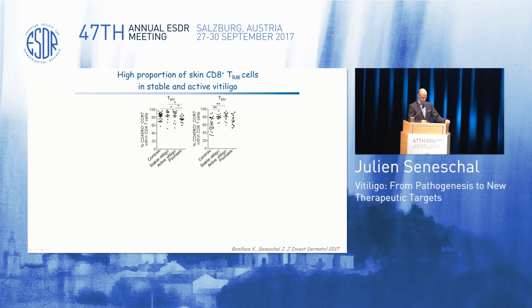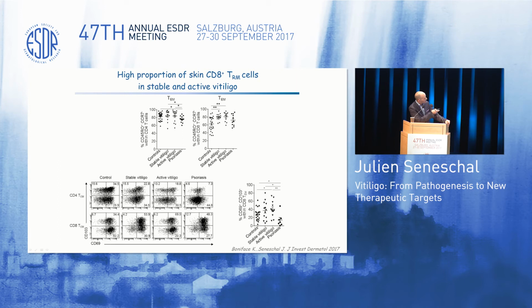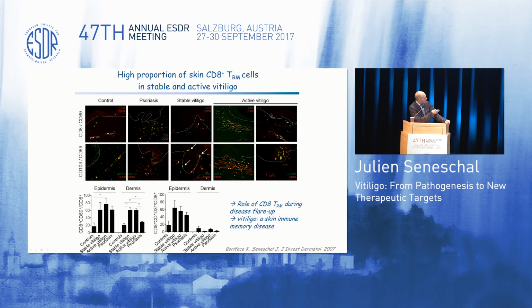Next, we confirmed that by immunofluorescence study on skin, and clearly in patients with active vitiligo, we found CD8 positive T cells, CD69 positive T cells, both in the epidermis and in the dermis. And we found double positive CD103 and CD69 cells both in the epidermis and in the dermis of patients with active vitiligo. But we also found some remaining CD69, CD103 T cells in patients with stable disease located in the epidermis, compared to control disease and control healthy skin.